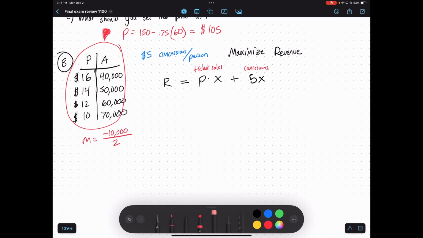You could move this around. In fact, it probably makes more sense to put the negative down here. I gain 10,000 attendance every time I decrease the price by $2. But when I simplify this, what does it give me? It just gives me negative 5,000. So it doesn't matter where you put the negative. Your slope's going to be negative no matter what. So there's my slope, negative 5,000.